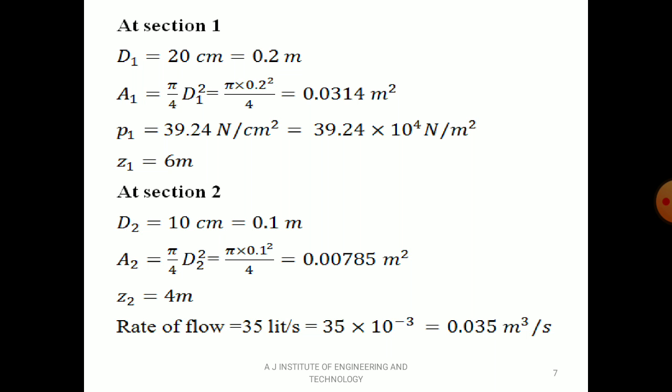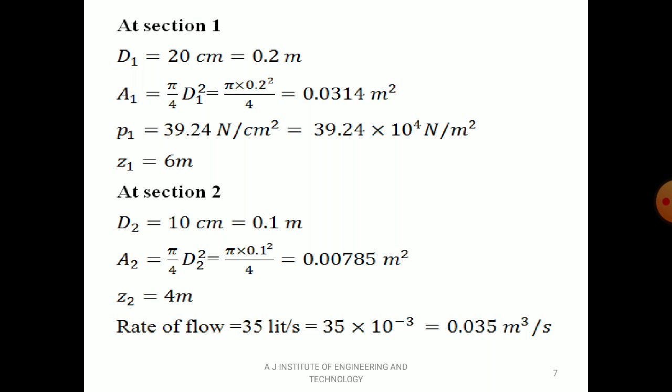Now the rate of flow. What is rate of flow? This term is very important, that is Q or volumetric flow rate. That is equal to 35 liter per second. So how to convert liter per second to meter cube per second? This factor you have to remember: liter to meter cube can be converted by multiplying by 10 to the power minus 3. Just remember, this is very important. So 35 into 10 to the power minus 3 meter cube per second, or that is equal to 0.035 meter cube per second.